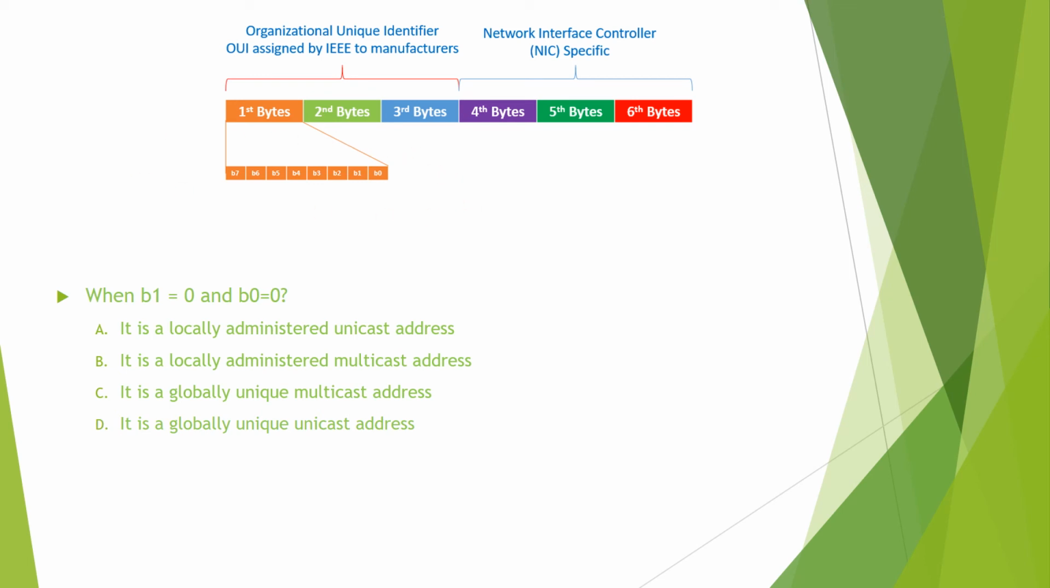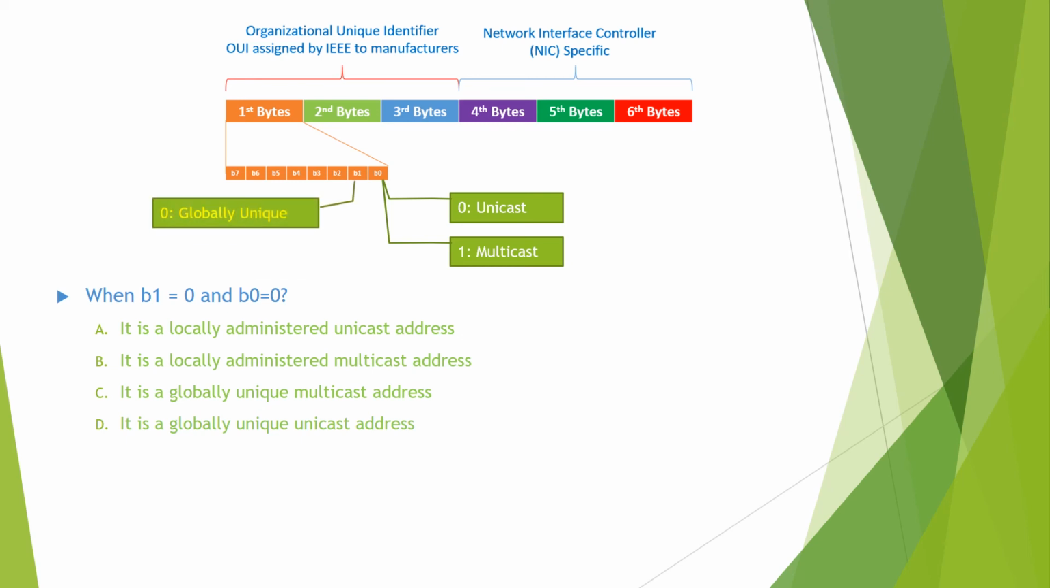For this question, we are given the format of a MAC address and it expands the first byte, and it asks when B1 equal to 0 and B0 equal to 0, what type of MAC address is this? So in order to answer this question, we need to remember when B0 equal to 0, it is a unicast address, and when B0 equal to 1, it is multicast address. When B1 equal to 0, it is globally unique address, and when B1 equal to 1, it is locally administered address.